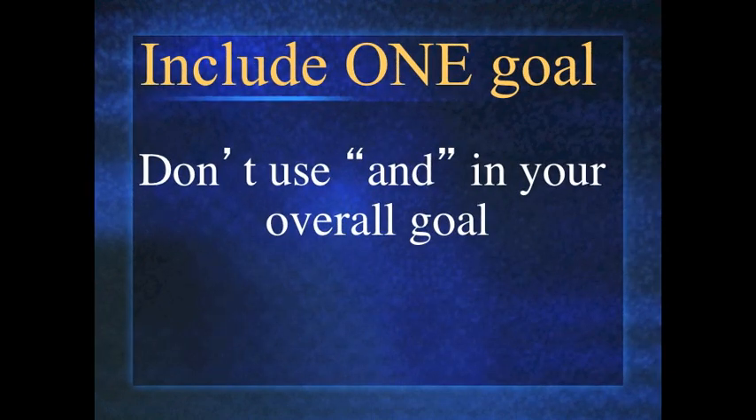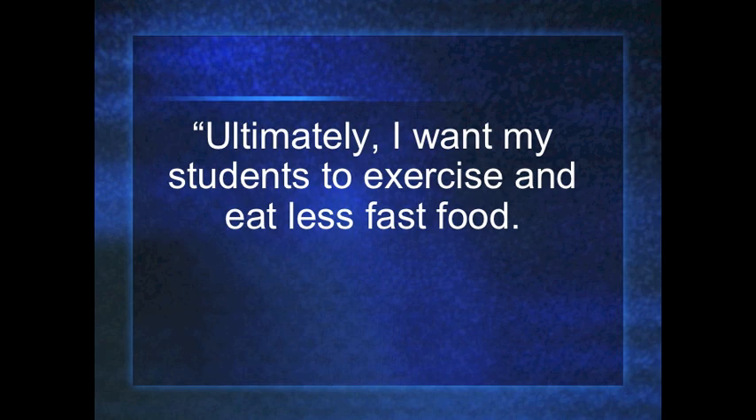Include one goal. An overall goal usually includes only one goal. You can have multiple objectives that help reach that goal, but an effective overall goal for a health lesson plan includes only one goal. An effective overall goal almost never includes the word and. An example of an overall goal in which and is not appropriate is, ultimately, I want my students to exercise and eat less fast food.